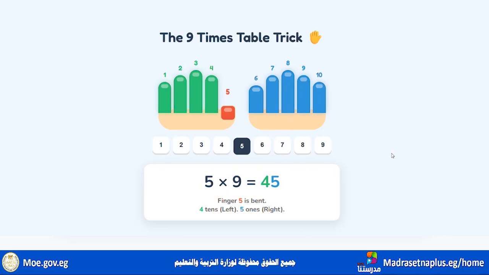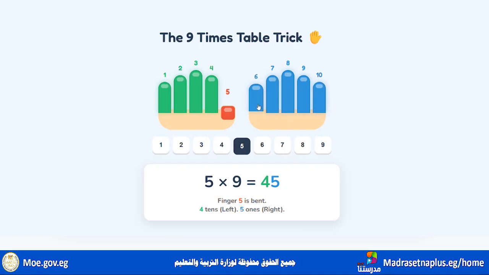How many fingers on the left? 4. On the right? 5. That means 5 times 9 equals 45. Take care, this trick is for table 9, not for any table, for table 9. So it's called the 9 times table trick.